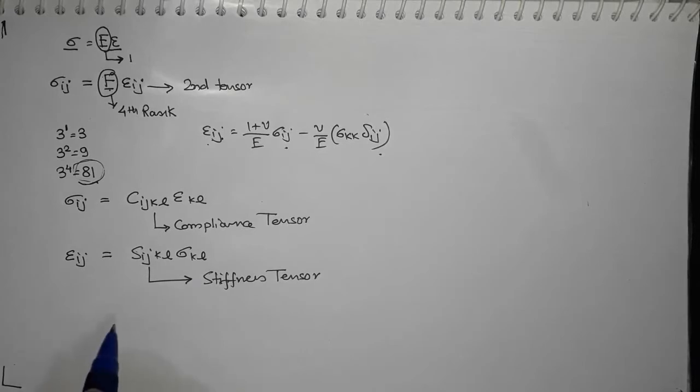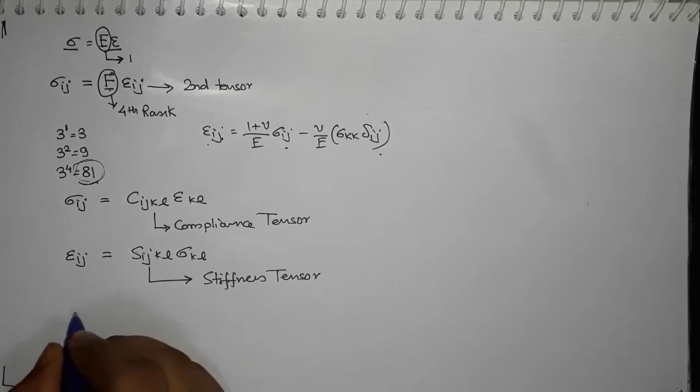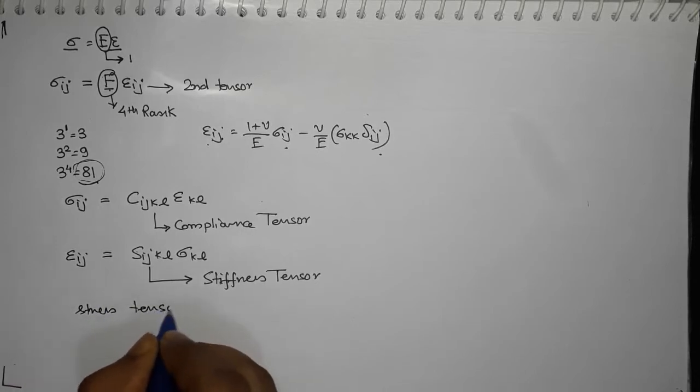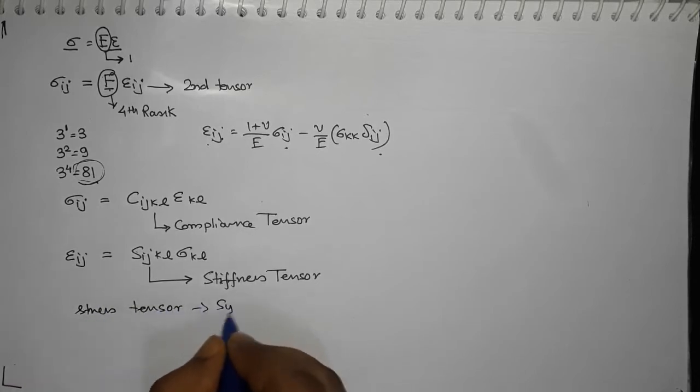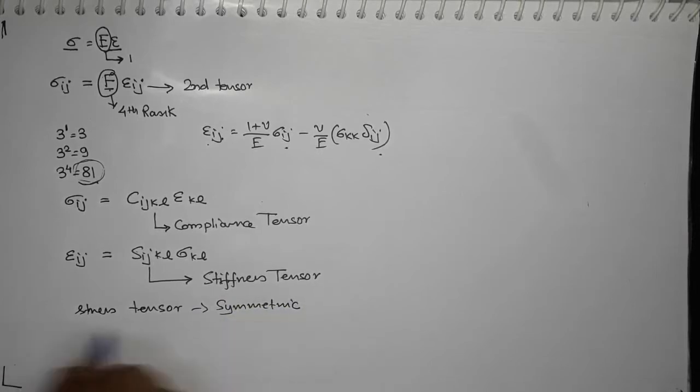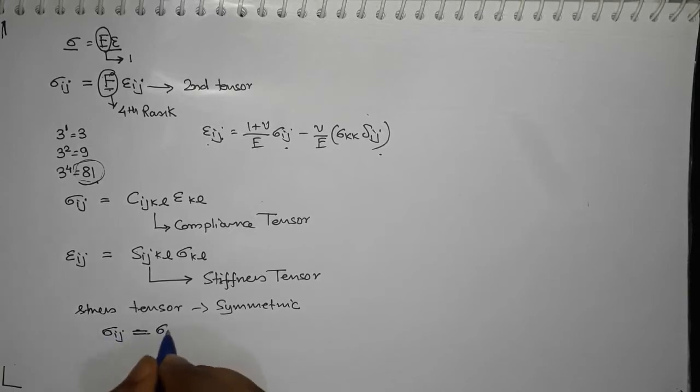So we will try to explain that a little bit. First of all, we know that the stress tensor is a symmetric tensor. Okay, so we apply this symmetry. So we know that sigma ij is equal to sigma ji, right?